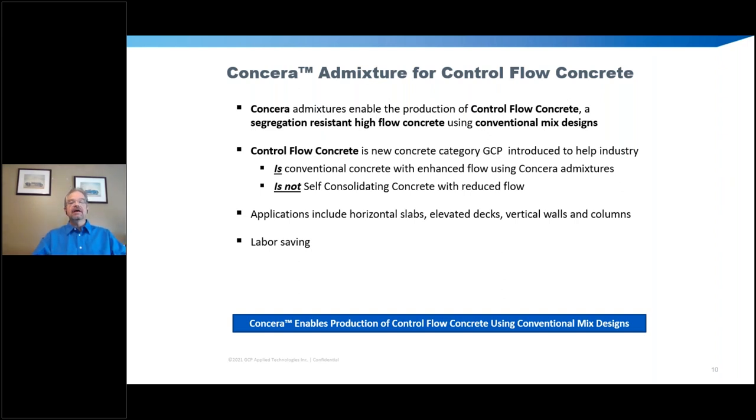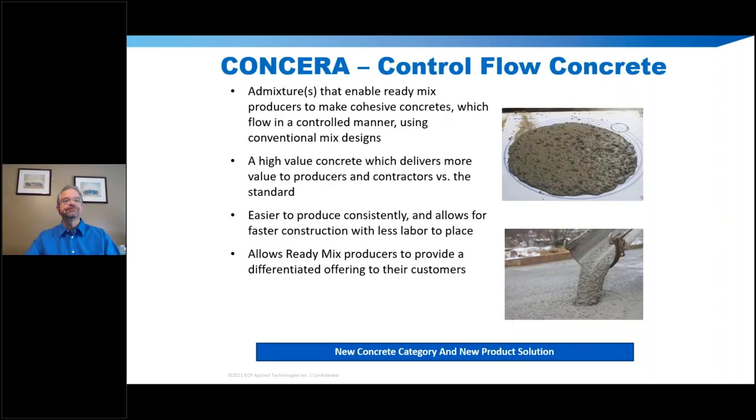Applications include horizontal slabs, elevated decks, vertical walls, columns. It's a labor saver because you get that semi-self-consolidating flow, and you get that fast placement and easy finishing. So we're all familiar with SCC up top here, but this is controlled flow concrete. It gives you a slump flow, not a slump. It's the admixture that enables the ready mix producer to make that cohesive concrete, which results in the controlled flow. But again, the key is conventional mix design.